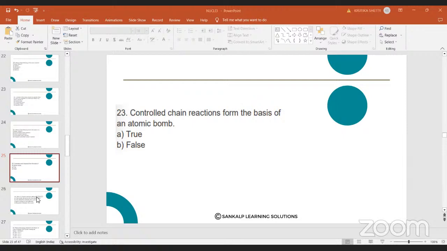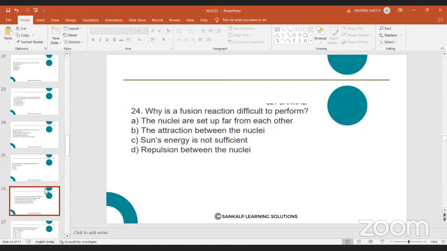Okay. Then the next question. So another 3-4 questions we will see. Then we will go for the previous year questions. The question is, why is a fusion reaction difficult to perform? The options are: the nuclei are set up far from each other, the attraction between the nuclei, the sun's energy is not sufficient, repulsion between the nuclei.